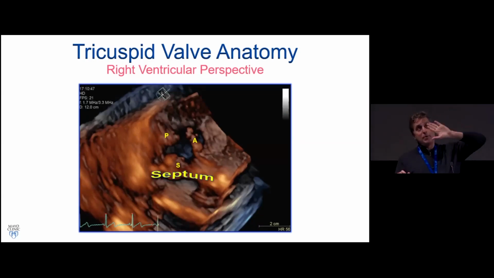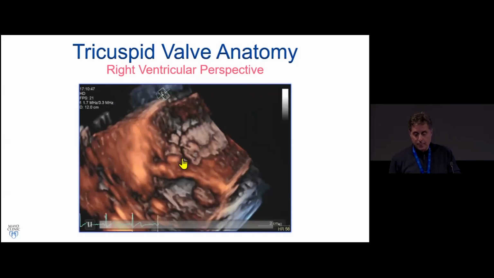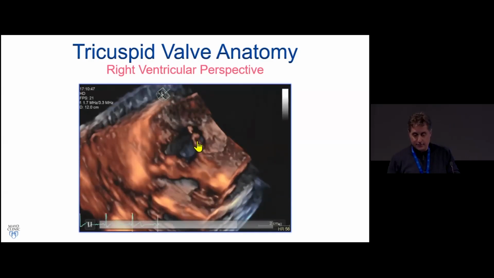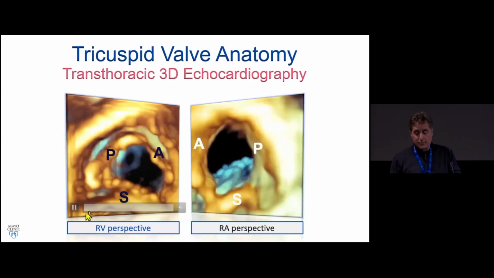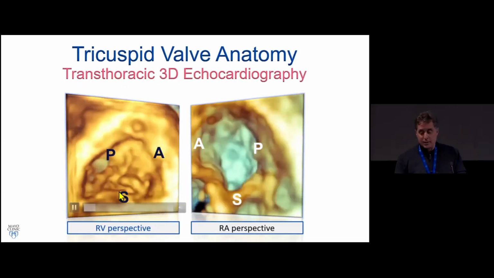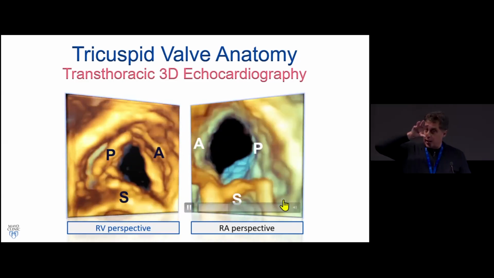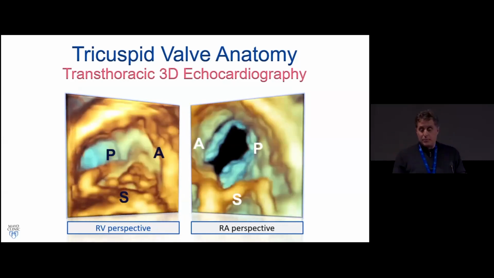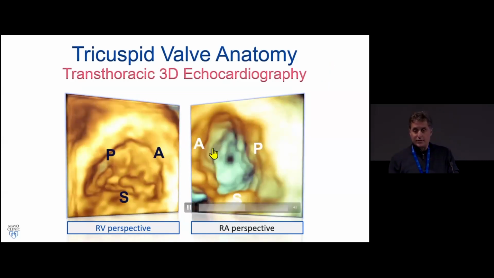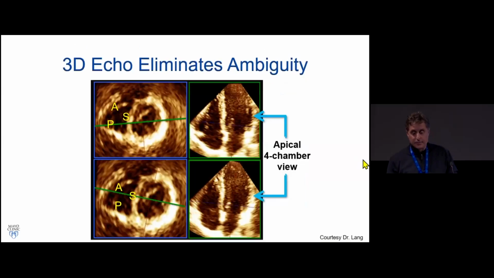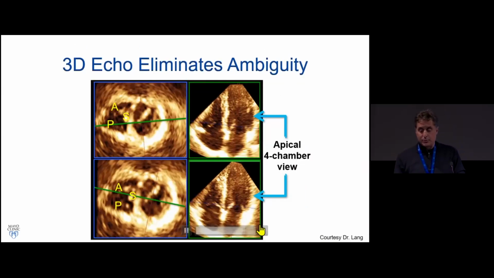Then if I'm looking up, I know the posterior leaflet's on the left and the anterior leaflet is on the right. And as we play this through, we can see septal, posterior, and anterior leaflet. Again, from the perspective of the RV looking up: septal, posterior, anterior leaflet. If we're now looking from the atria down, then we flip the posterior and anterior from the right and the left side, which would make sense. These are transthoracic images.